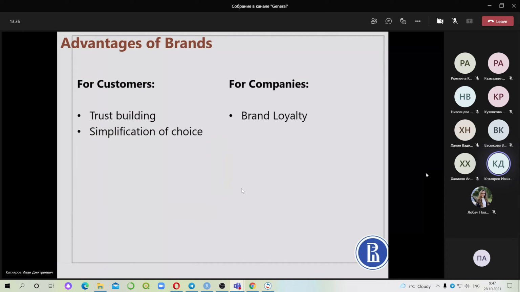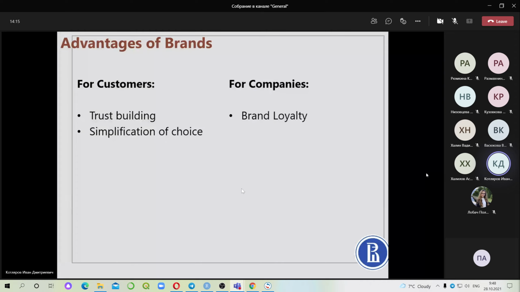For customers, brands are an important tool of trust building because, if you know a brand, you can believe it, you can trust it. If you are satisfied by your previous experience of cooperation with this company, if you are satisfied by your previous experience of consuming this product, in this case, you will trust this company and these products, and most probably will select this company and this product if you have further needs. Because you understand that this company keeps up to its promises.